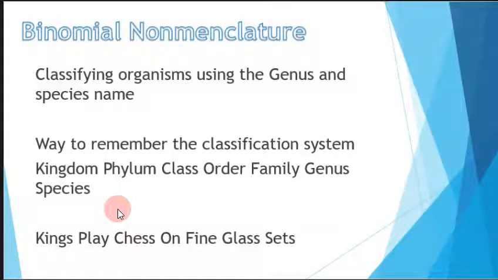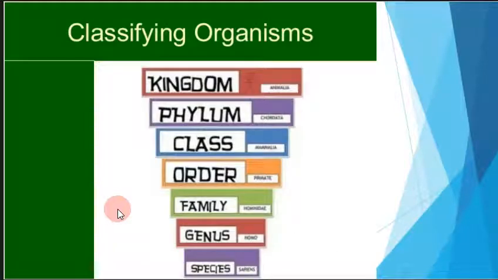Kings play chess on fine glass sets. Y'all may have another mnemonic that helps you remember that. If I ask you to tell me this, I'm not asking for kings play chess on fine glass sets. I'm asking for kingdom, phylum, class, order, family, genus, species. Okay? Kingdom, phylum. Did I miss one? Kings play chess on fine glass. There it is. Kingdom, phylum, class, order, family, genus, species. So every creature out there has at least this many names.